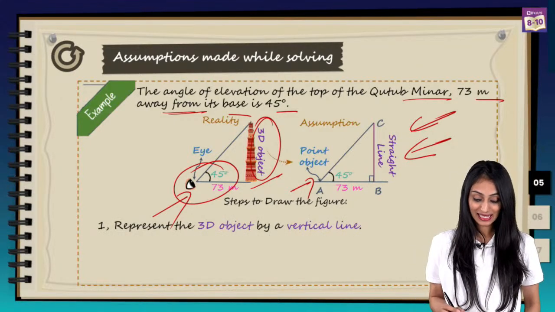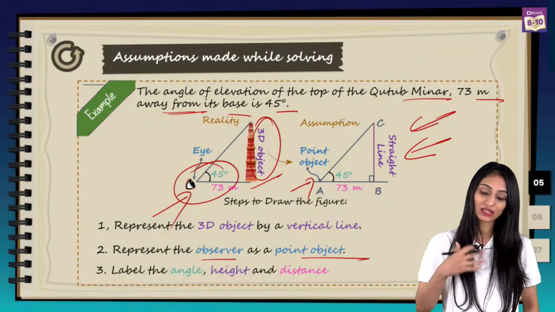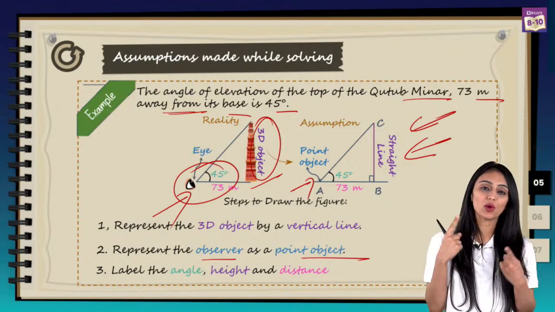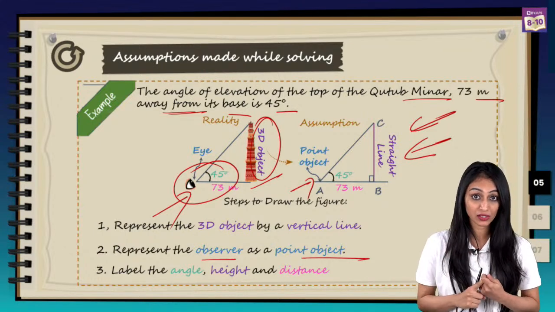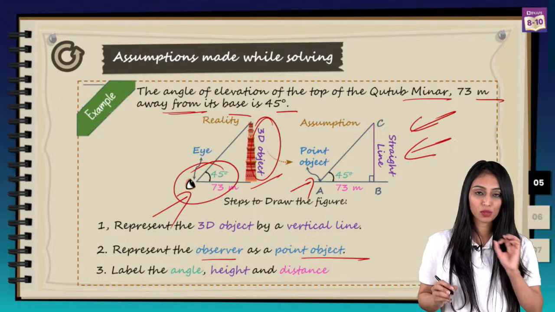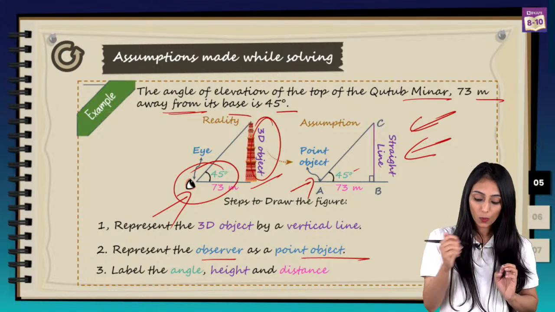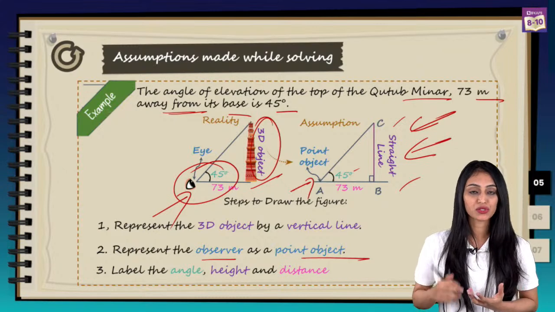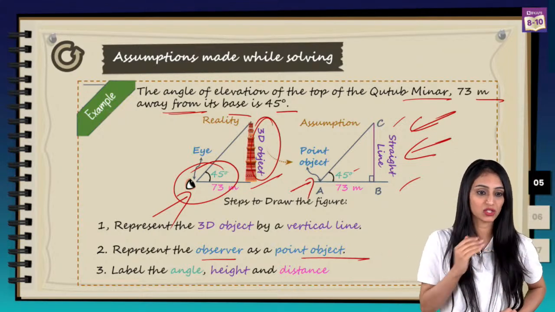So we represent this 3D object by a vertical line, and we represent the observer as a point object. Then we label everything. Yes, labeling is very important. Label everything. First of all, when it comes to application of trigonometry, keep one thing in mind, that you have to draw the figure on your answer sheets using a ruler and a pencil. Do not use a pen. Also, everything needs to be mentioned. Proper labeling has to be there. Whatever angle is mentioned in the question, you have to mention it. Whatever we are assuming, like this BC is representing Qutub Minar over here, you have to mention that here BC is representing the Qutub Minar. Everything needs to be mentioned.